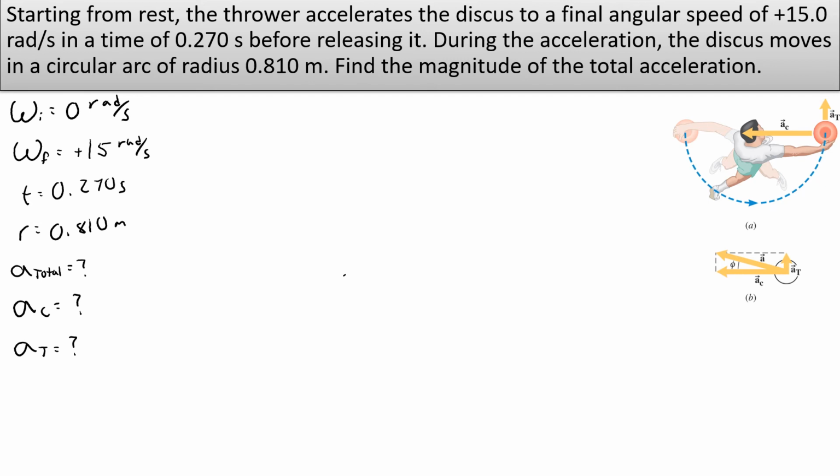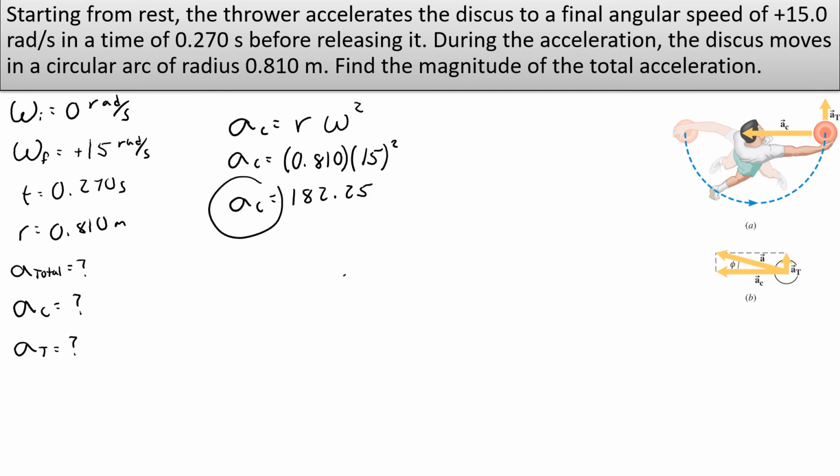Okay, so the switcheroonie for the centripetal acceleration is equal to r omega squared. Again, making sure that our omega is in radians. It is. So we just substitute in our values. 0.81 times 15 squared. The centripetal acceleration is equal to 182.25. What are the units for centripetal acceleration? They're going to be meters per second squared.